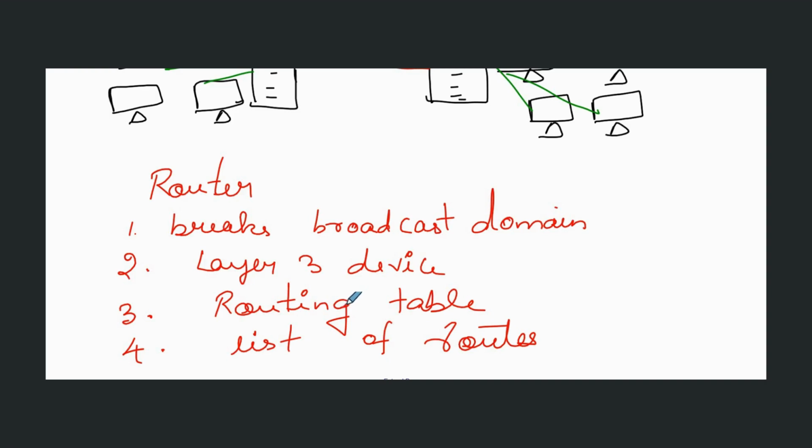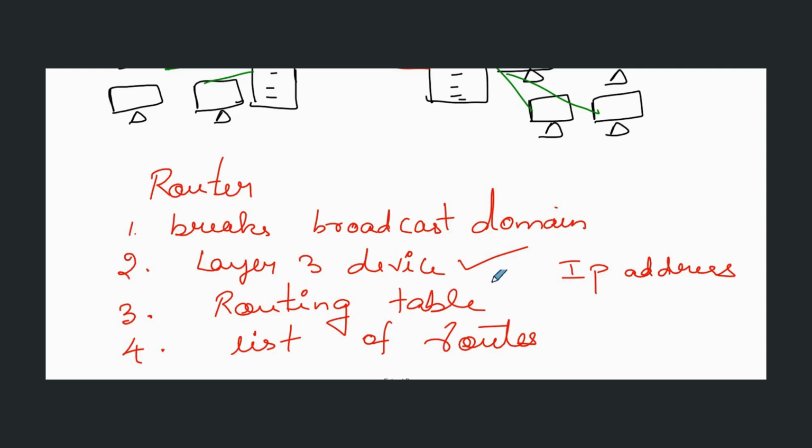The router is used to connect different networks, as I just said. From a switch, with the help of a UTP cable, we connect to the router. The router is called a layer 3 device. The switch forwards the packet by seeing the MAC address. The router forwards the packet by seeing the IP address.